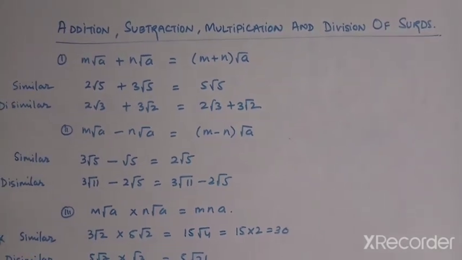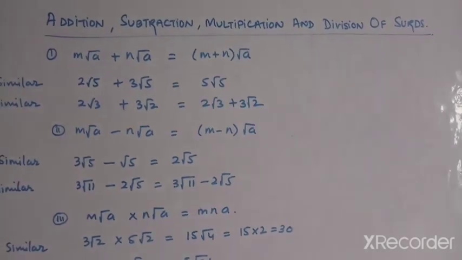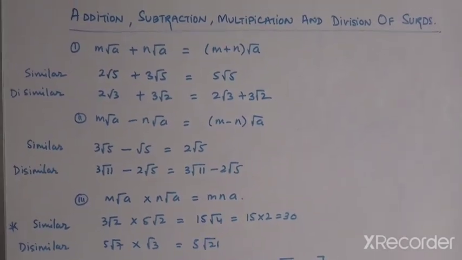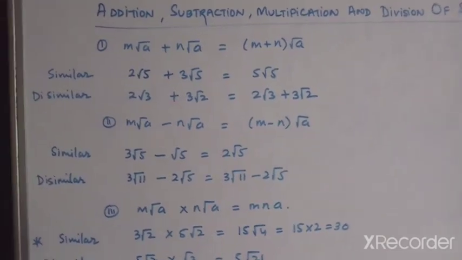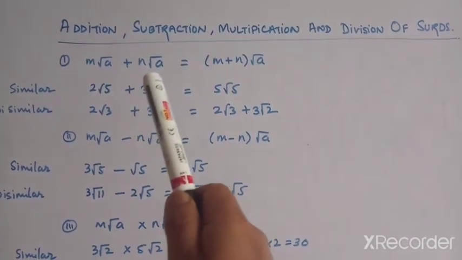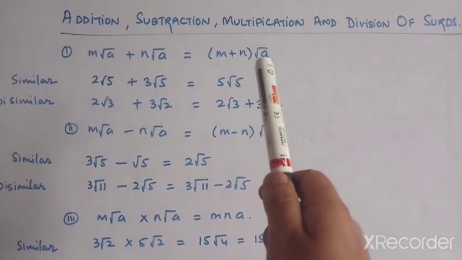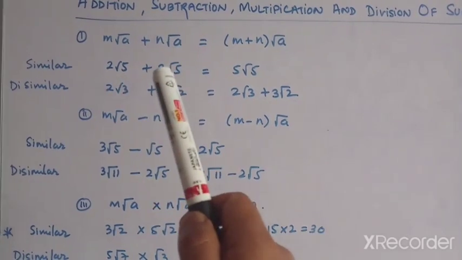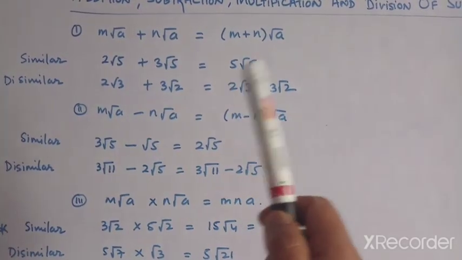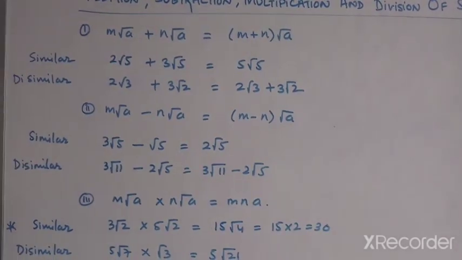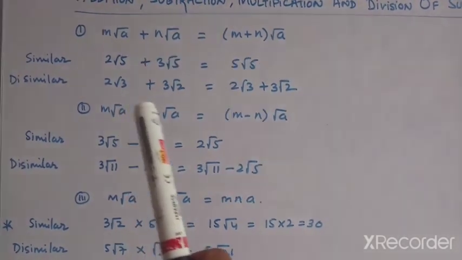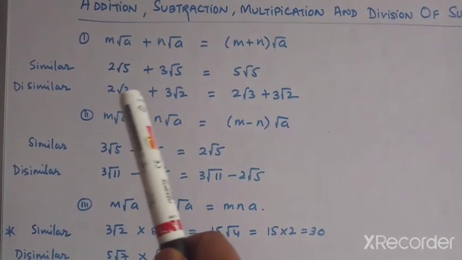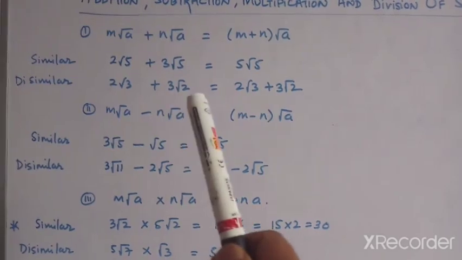Now we will learn the use of different operations like addition, subtraction, multiplication and division of surds. Number 1, addition: m root a plus n root a, where root a is common, so you get m plus n. If it is similar, 2 root 5 plus 3 root 5, you add 2 plus 3 and you get 5 root 5. These coefficients you need to add. But with dissimilar surds, this addition is not allowed. So 2 root 3 plus 3 root 2, these two are dissimilar because their surds are different, so it remains as it is.